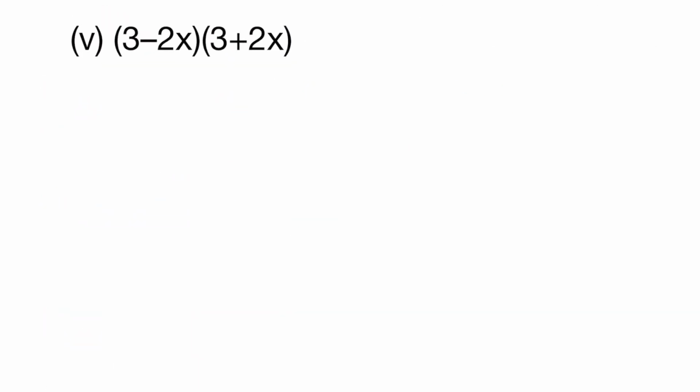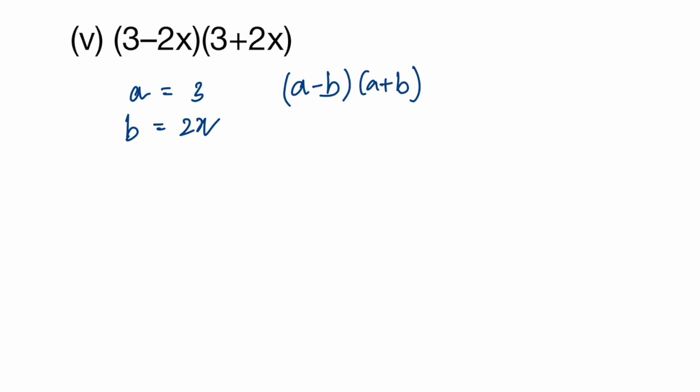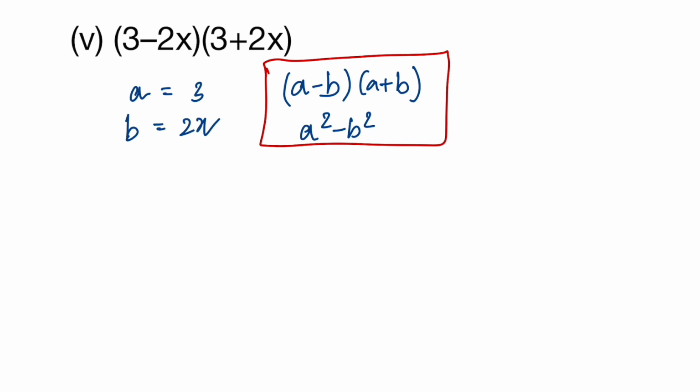Moving on to the next subdivision, (3 minus 2x) into (3 plus 2x). It's directly of the form (a plus b) into (a minus b), right? So a is equal to 3 and b is equal to 2x. So this is (a minus b) into (a plus b). So (a minus b) into (a plus b) is a squared minus b squared, right? This is the identity that we used in the previous question as well, the same identity.